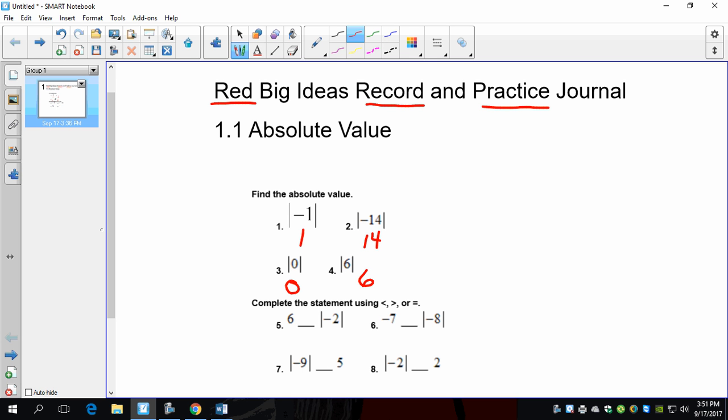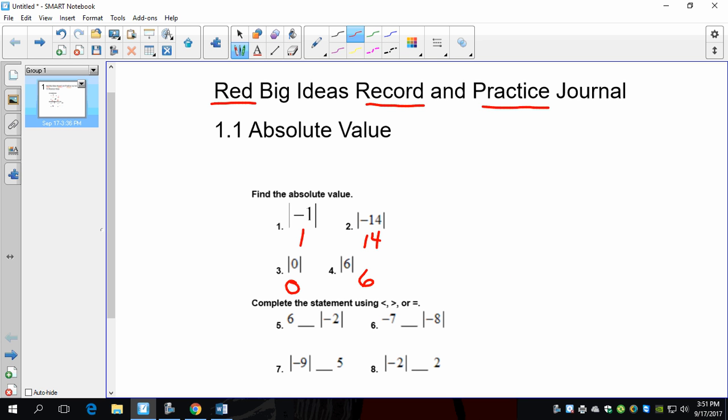A way of looking at absolute value is to determine how far the number is from 0 on a number line. If it's -14, it's still going to be 14 marks from 0 on a number line. If it's 6, it's still going to be 6 from 0 on a number line.